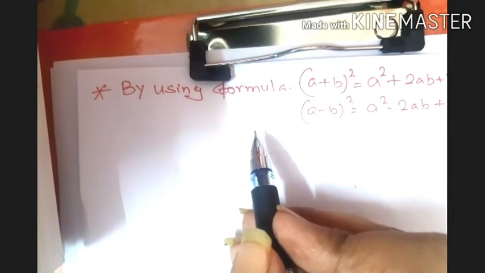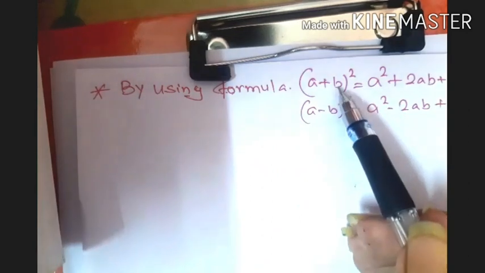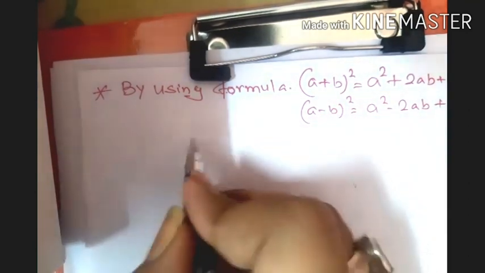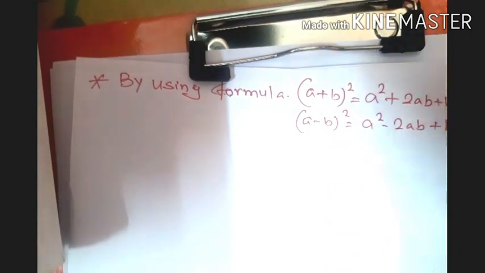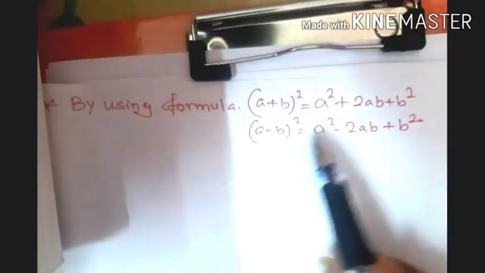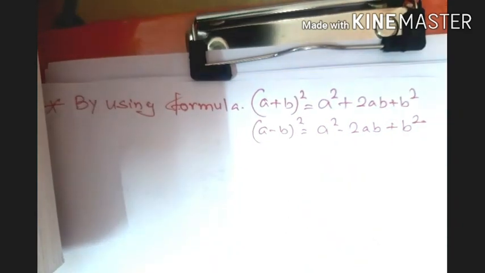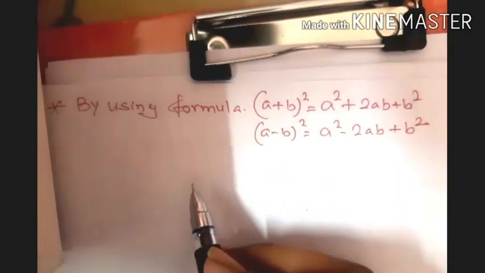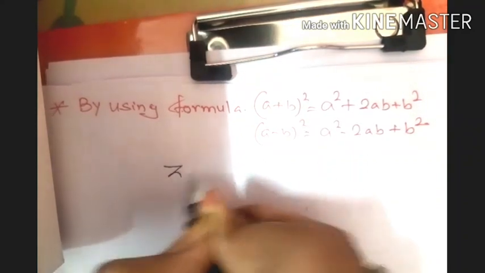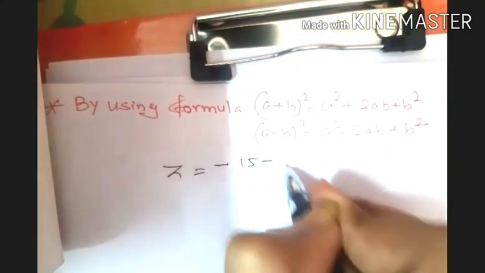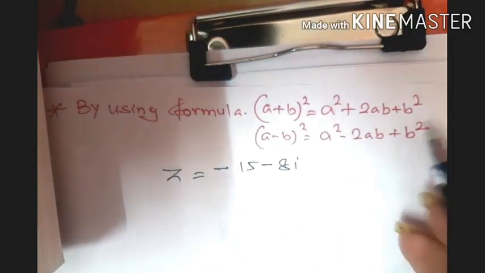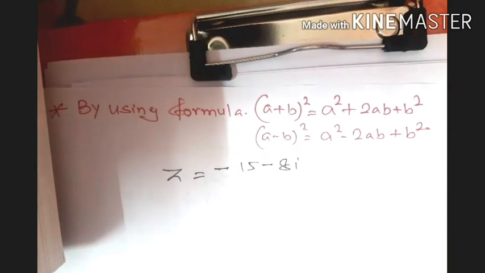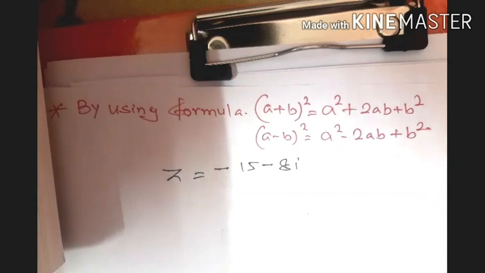Students, this is our third process, by using these two formulas, a plus b whole square and a minus b whole square. You know a plus b whole square formula, a square plus 2ab plus b square, and a minus b whole square, that is a square minus 2ab plus b square. Here also I have taken the same complex number z equals minus 15 minus 8i. Now how to use this formula? It may be a little bit time taking compared with the previous method, because here you have to think about what will be a and what will be b.